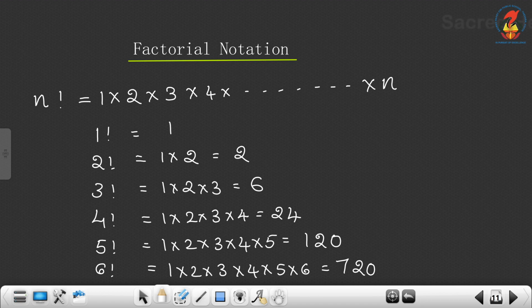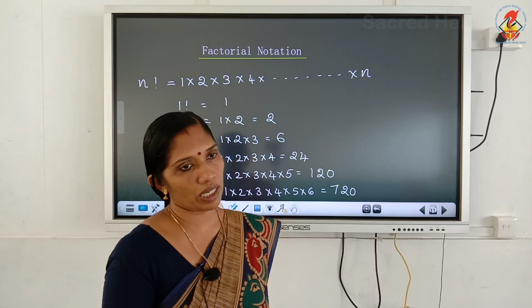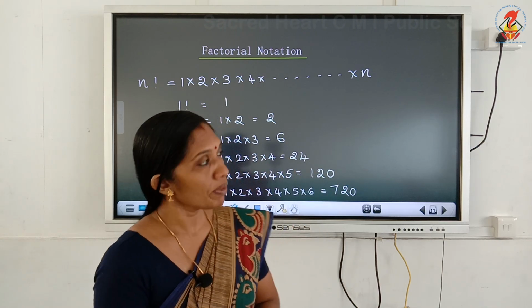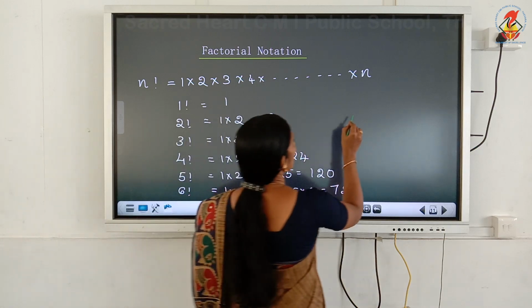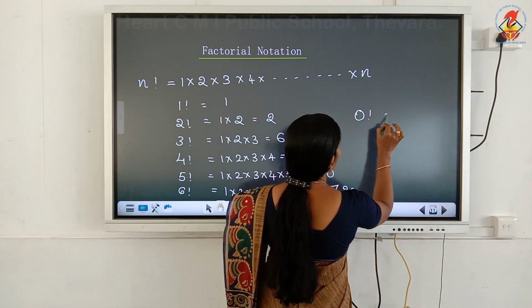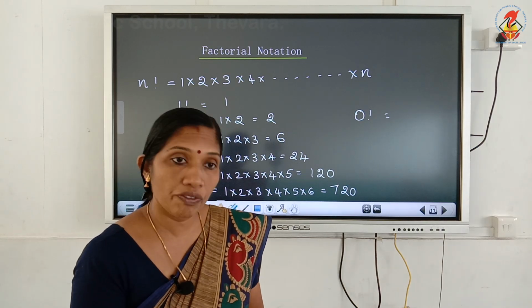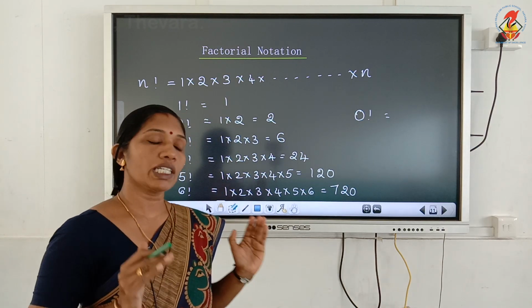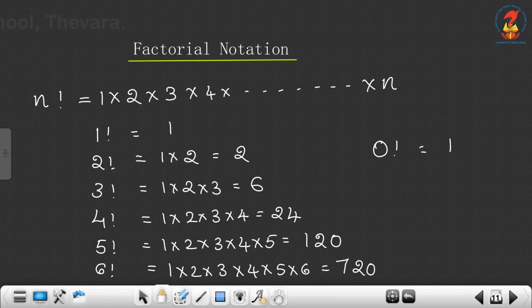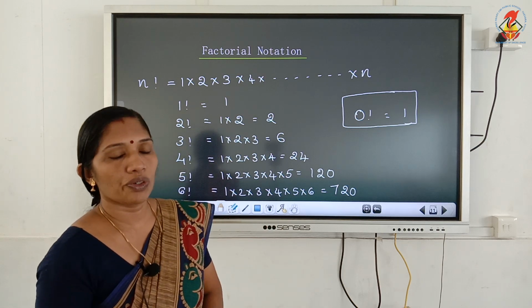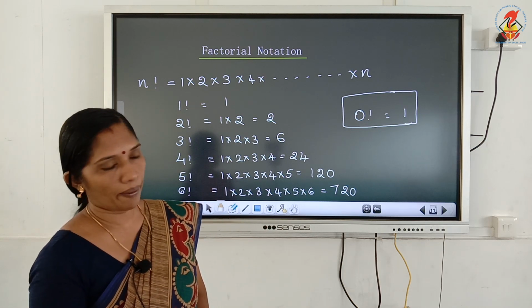So what is n factorial? It is the product of first n natural numbers. If it is 8 factorial, up to 8 you have to multiply. Then here there is an exceptional case, that is 0 factorial. 0 is actually not a natural number. Factorial is defined only for natural numbers. 0 factorial we have to take as 1. Otherwise, most of the results we can't prove. So this is an exceptional case in mathematics. 0 factorial you have to write as 1.